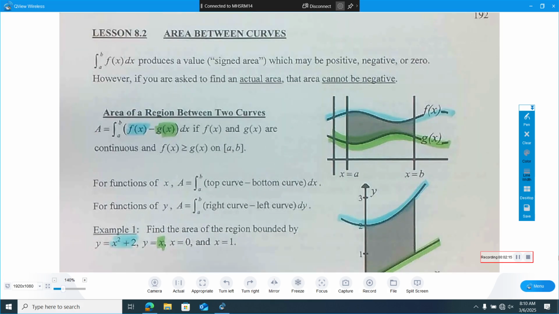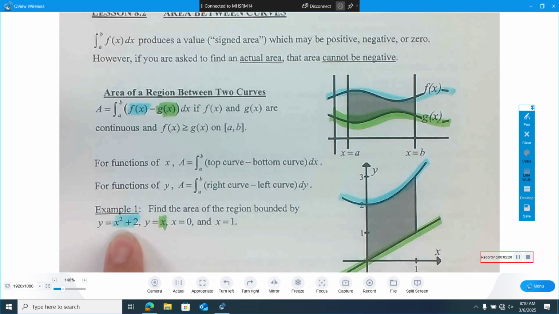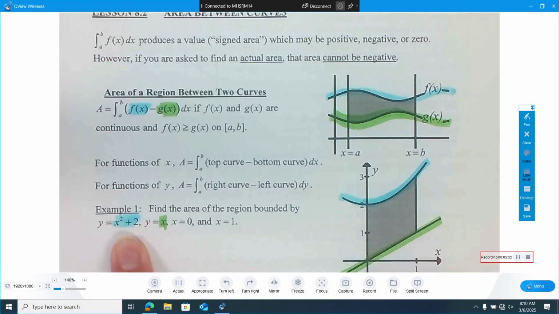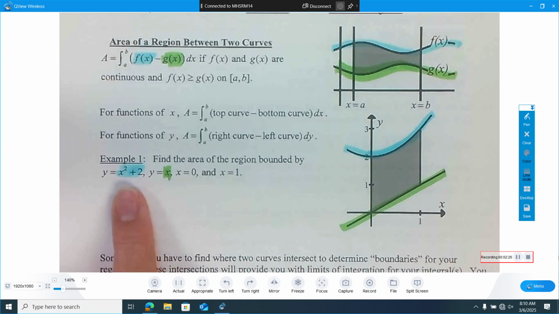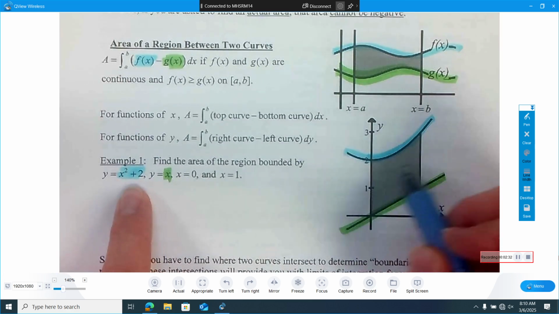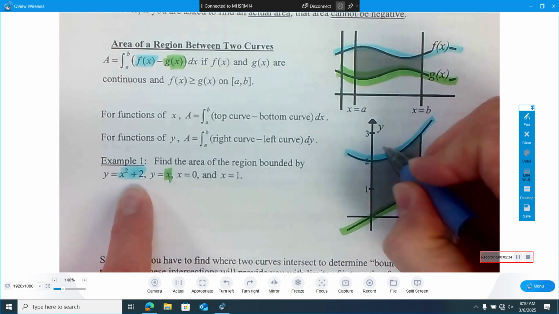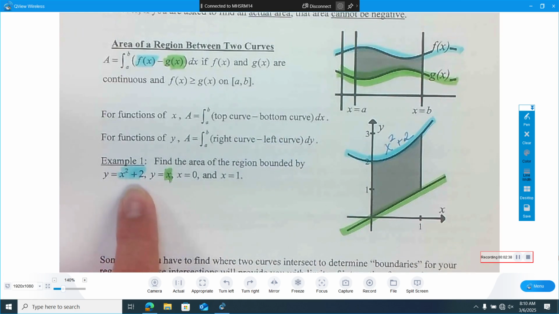Okay, so let's just try one here. Example number 1. We have this lovely curve here, and it is important that you visualize what's happening. Especially on an AP test, you might want to draw a little sketch. x squared plus 2, we know, is a parabola shifted up 2 units. So you can see here we have this portion of a parabola.